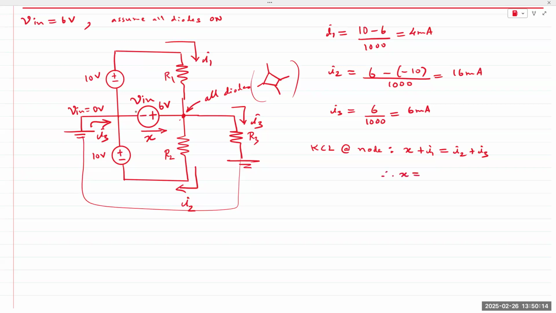So X would be equal to I2 plus I3, which is 16 plus 6, minus I1, which is 4. That gives me 18 milliamps.